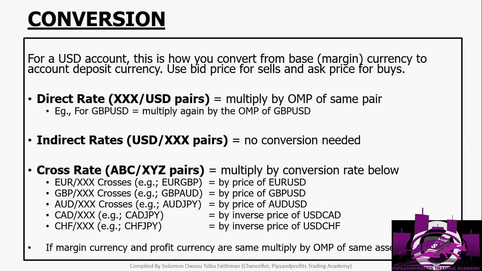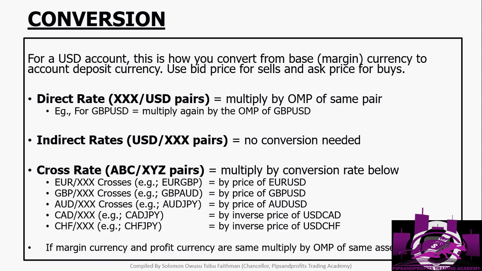We said that for a US dollar account, this is how you convert from the base, that is the margin currency, to the account deposit currency. You use the bid price for sells and the ask price for buys. For a direct rate, that is a currency paired with the US dollar, you multiply by the OMP, and we said that the OMP simply means open market price. I explained that extensively to you yesterday.